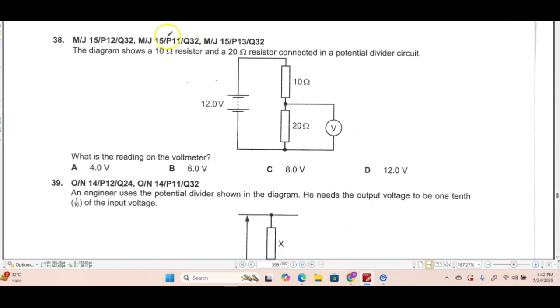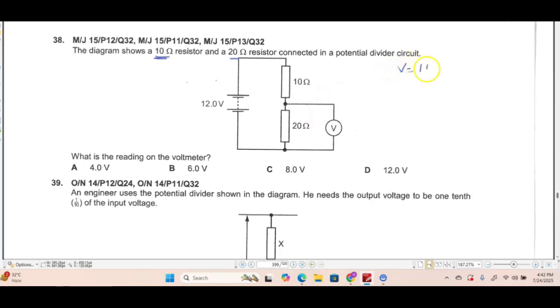Question number 38. The diagram shows a 10 ohm resistor and a 20 ohm resistor connected in parallel, connected in a potential divider circuit. What is the reading on the voltmeter?